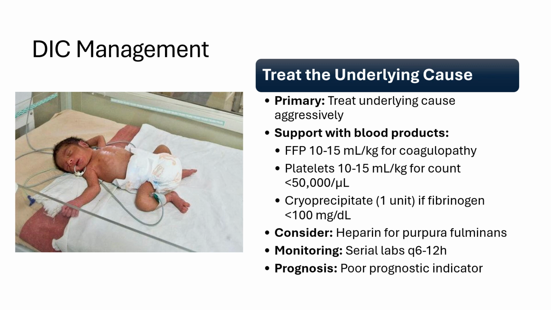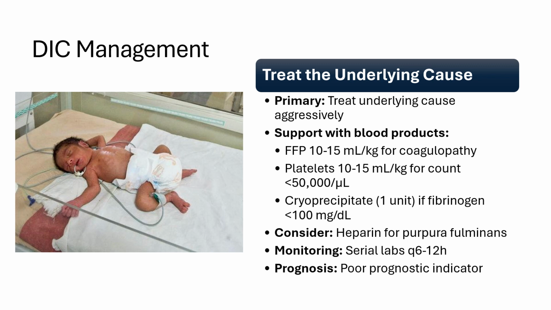Cryoprecipitate addresses severe hypofibrinogenemia, 1 unit per 5 kilograms body weight when fibrinogen falls below 100 milligrams per deciliter. Each unit provides concentrated fibrinogen, factor VIII, factor 13, and von Willebrand factor. Consider heparin for purpura fulminans cases where thrombosis predominates over bleeding. This seems counterintuitive. Anticoagulation during bleeding? But interrupting thrombin generation can restore hemostatic balance.